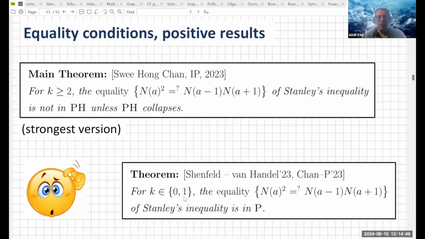I'm not listing it here. For k equal to zero, they are actually quite natural and rather simple. For k equal to one, they're much more complicated, but still the equality conditions are in P. And so one can look at a poset, and given a poset, given elements x and z and values a and c, one can decide that there is an equality condition here in polynomial time. These are just some inequalities which the poset has to satisfy.